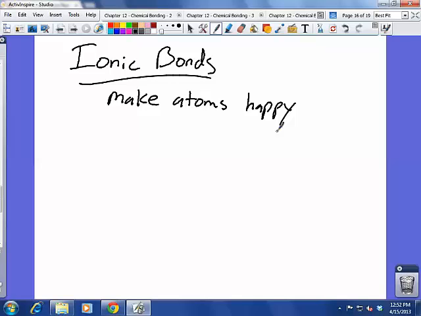I know it's a little juvenile, but I think of an atom such as sodium. It's not happy in its pure state. That's why it's so reactive. That's why it's going to catch fire and explode, because it wants to be bonded with something else to have that complete orbit. So that's what we mean when we say make atoms happy. We want them to be stable. So how is that going to happen here? We're going to have a transfer of electrons from one to the other.